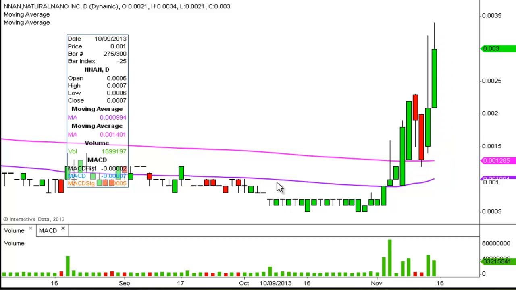So, like I said, nice to see it get above these two key moving averages, and now with these way below the price, the path of least resistance is definitely at this point starting to shape up in the upwards direction.